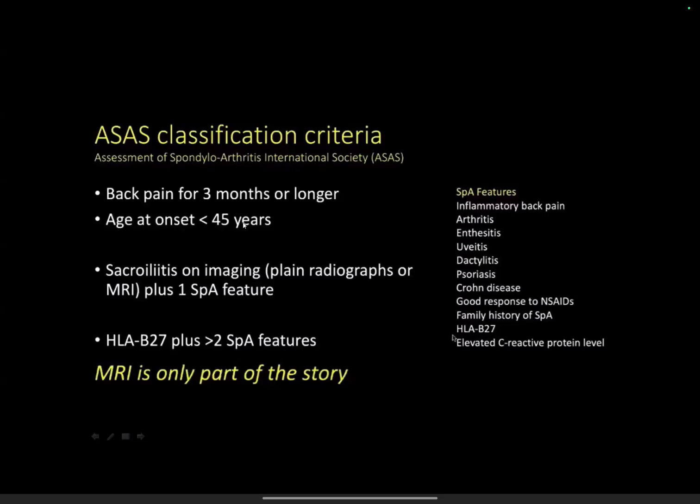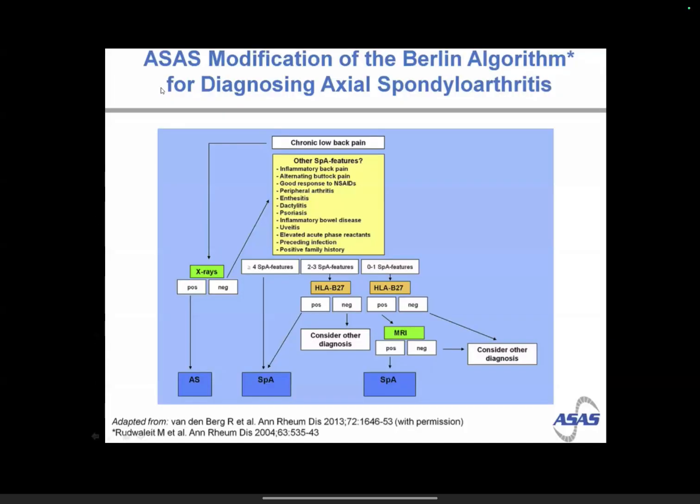Age of onset has to be younger, right? It can be from actually 20 to 40. It's got to be less than 45. And back pain has to be chronic and for a period of approximately 3 months or longer. Now this chart just shows how to approach a patient using ASAS. So a patient comes with chronic low backache, just get the X-ray done. If it's positive, it's AS. Very easy. If it's negative, then we have to see for other SPA features.